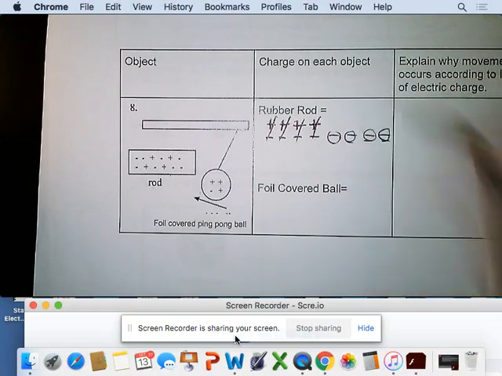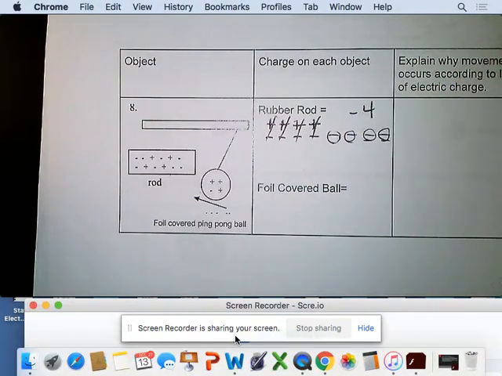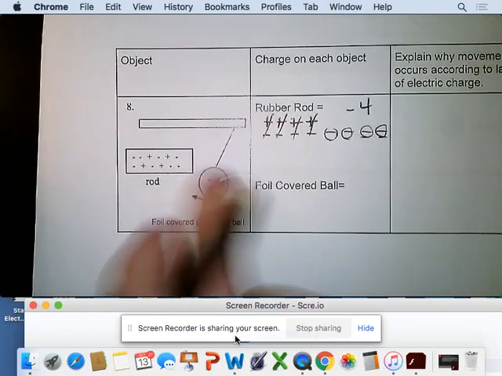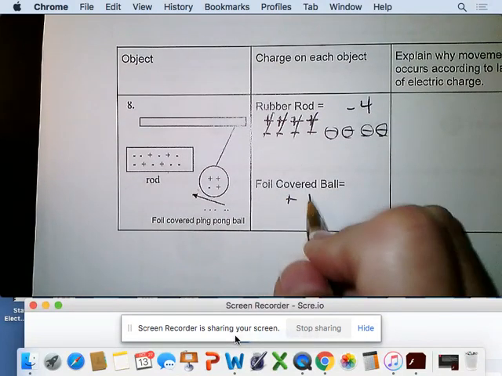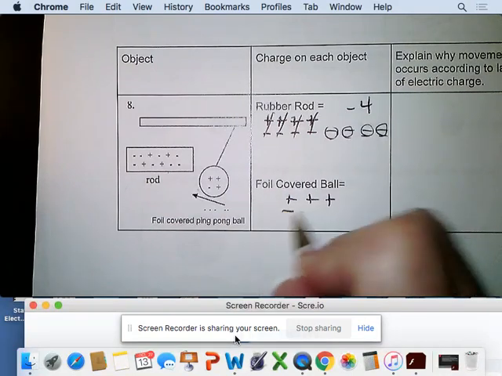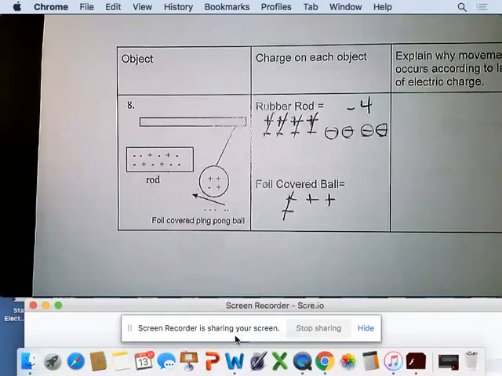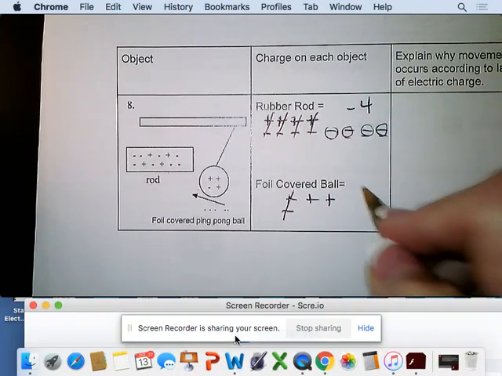Yeah, what kind of 4? Positive or negative? Negative. Yeah, so there'd be a -4 charge on this. And then what about the foil covered ball, Natalie? We've got 3 positives and 1 negative. So what's the charge on that? 2 positive. Yeah, it's a +2.